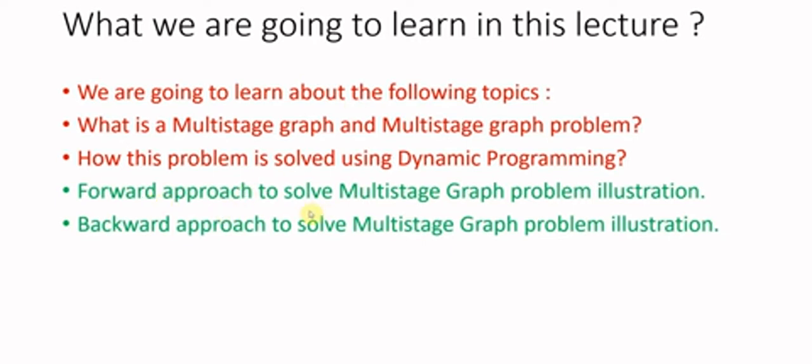As we are going to discuss, the multi-stage graph problem is solved by using two approaches, forward approach and backward approach. So in this particular class we'll be dealing with the forward approach, that is, how the forward approach is actually used to solve a multi-stage graph problem. So let's begin with today's lecture.